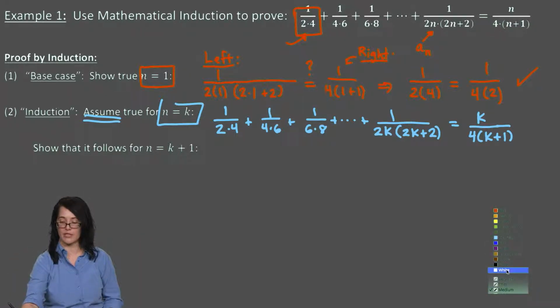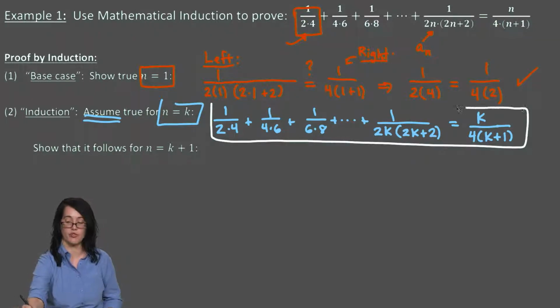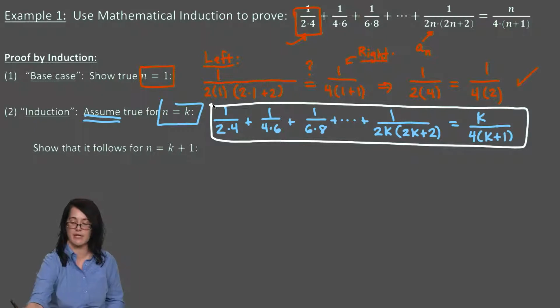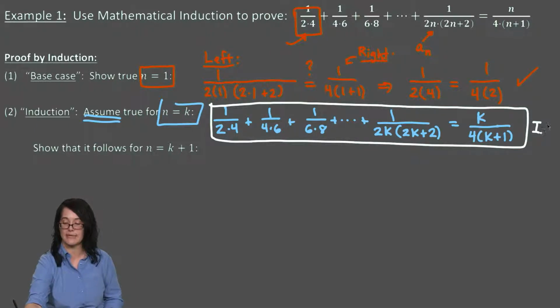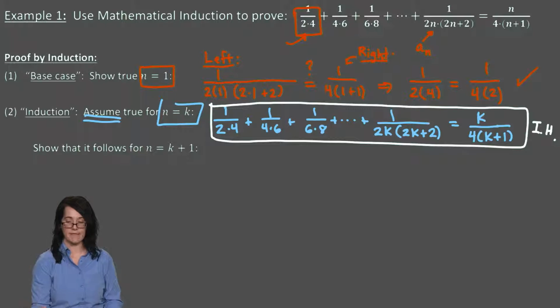So I usually like to maybe put a big rectangle around it. I'm very visual, you may or may not be, but I usually tell myself, I'm going to need this later. This is my induction hypothesis. So we're going to use our assumption, the induction hypothesis, to prove the next and final step. So what is that final step?